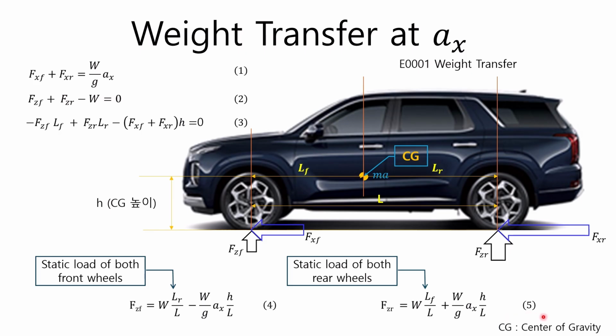The first term on the right side of equation 4 represents the load acting on the front wheels when stationary or at a constant speed, and the second term represents the load that reduces the weight of the front wheels during acceleration. Similarly, the first term on the right side of equation 5 represents the load acting on the rear wheels when stationary or at a constant speed, and the second term represents the load that increases the weight of the rear wheels during acceleration.